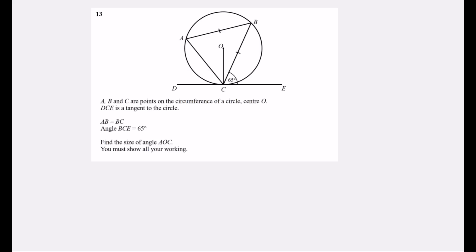Question 13. We've got a circle theorems question. A, B, and C are points on the circumference. DC is a tangent. AB and BC are equal, so we've got an isosceles triangle. And we've got angle BCE is 65 degrees. Find the size of angle AOC. So we're looking for this angle here.